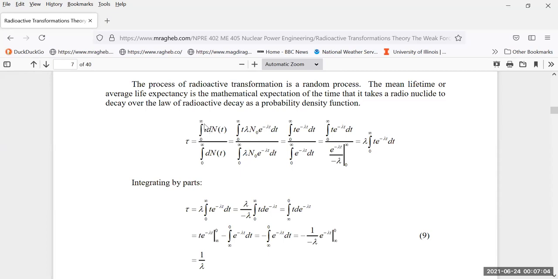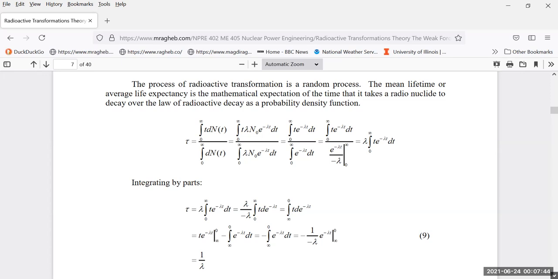You take the time integrated over the distribution, because it's a probabilistic or statistical process, and divided by the total number of atoms from zero to infinity. And when you carry out that integration, it's an integration by parts, you discover that the mean life or the average life is equal to 1/λ, the decay constant. This radioactive decay law can take another form as N is equal to N naught e to the minus t over the mean lifetime. From this, we can deduce the behavior of any radioactive isotope.